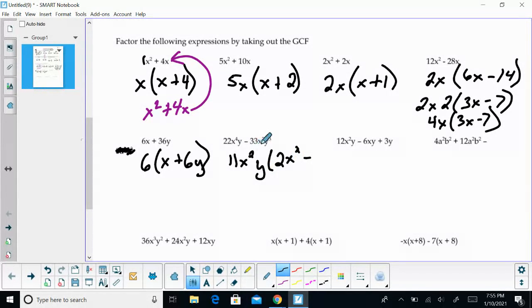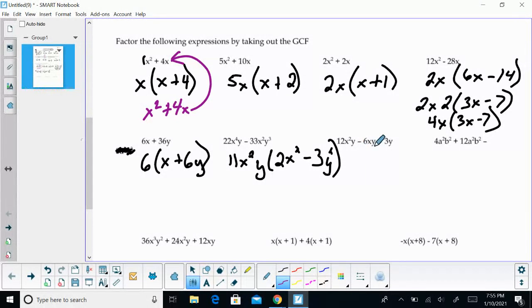All right, moving along, negative 33. What do I need to multiply 11 by to get to that? Negative 3. And then x squared is the same. So I would just have my y. What do I multiply y by to get to y to the 3rd? Y squared. This would be my factored version.